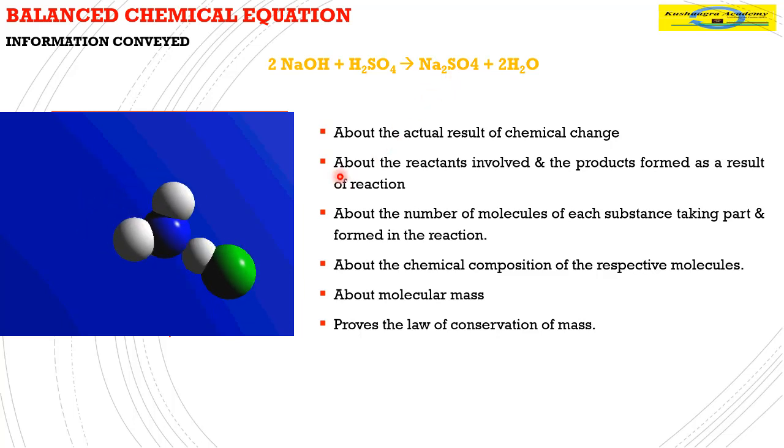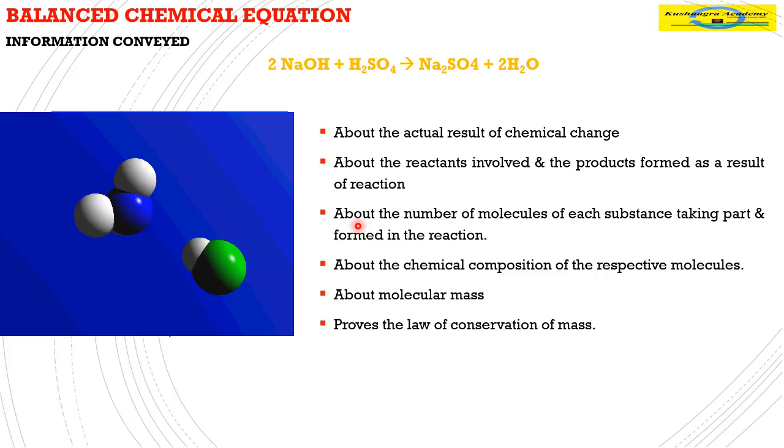Second information we get is about the reactants involved and the products formed as a result of the reaction. In the formation of sodium sulfate, there are 2 reactants. The first reactant is sodium hydroxide and the second reactant is sulfuric acid. So we get to know that when sodium hydroxide reacts with sulfuric acid, sodium sulfate will form.